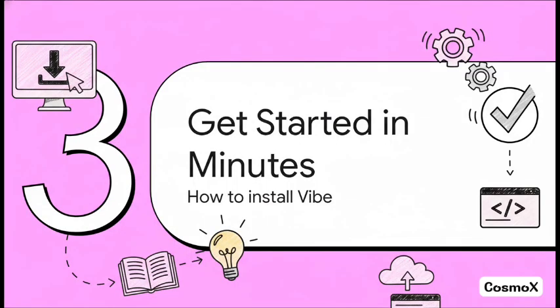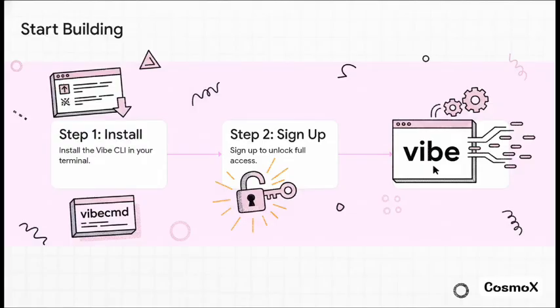All right, let's bring it all home. We've seen what it is, what it does, and what it costs. Now for the best part, how ridiculously easy it is to get up and running. Seriously, getting started is as simple as 1, 2, 3. You install the tool from your terminal, you sign up for an account to unlock everything, and then you just type Vibe. That's it. We're ready to start building.